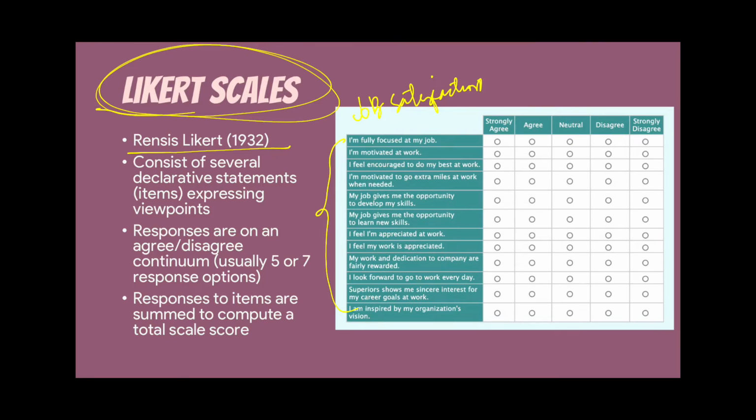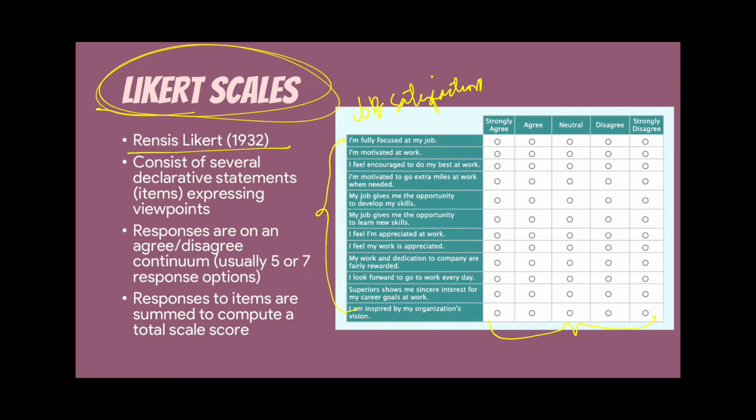So the respondent will answer the extent to which they agree or disagree with certain items, and then the goal of the researcher is to count, either do an average or a mean for all, or add. And that becomes the sum, and that becomes the score for job satisfaction.